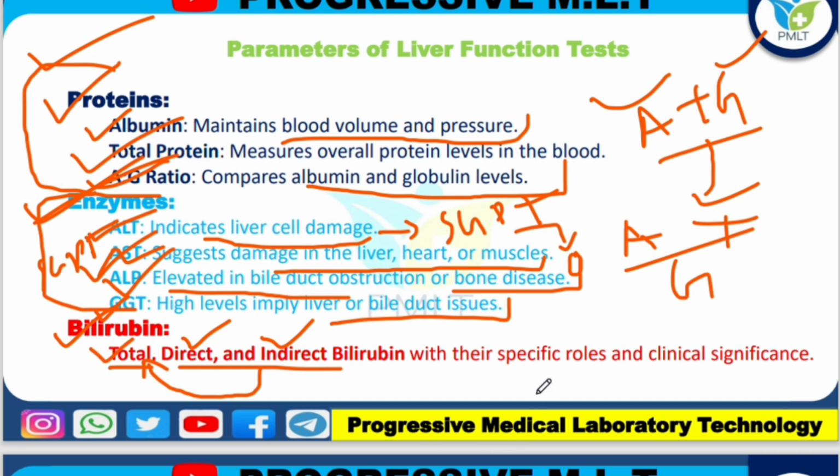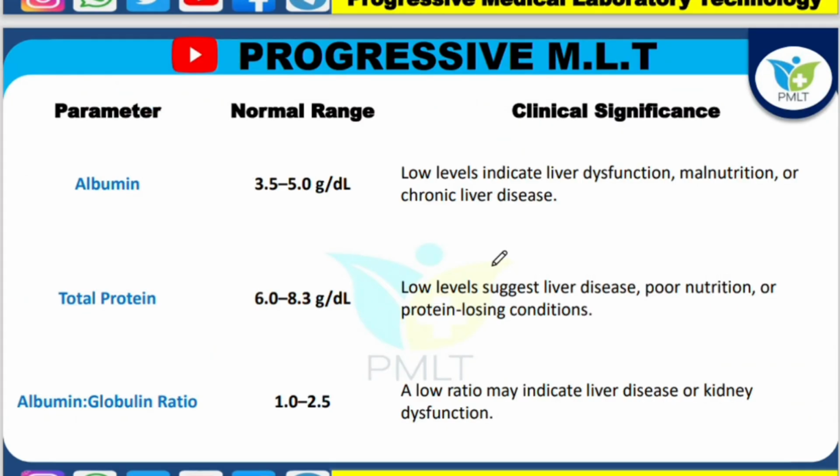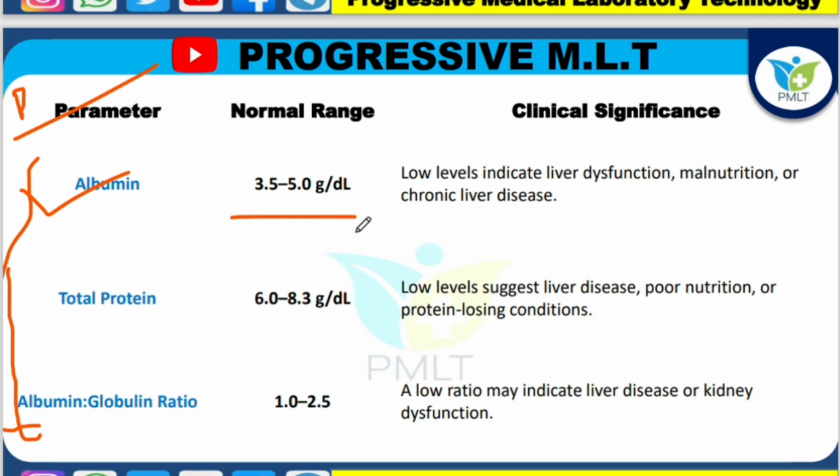Now it is high time to discuss the normal ranges and the clinical significance. I am mentioning this in two parts. The first part is P for protein. We are discussing the protein parameters here, and after this slide, we will discuss the enzyme parameters. Okay, firstly, albumin. What is the normal range? 3.5 to 5.0 gram per deciliter. Clinical significance: if low, it mainly indicates liver dysfunction, meaning our liver is not working properly and not producing albumin properly, as well as malnutrition.